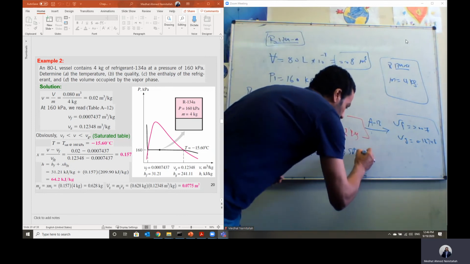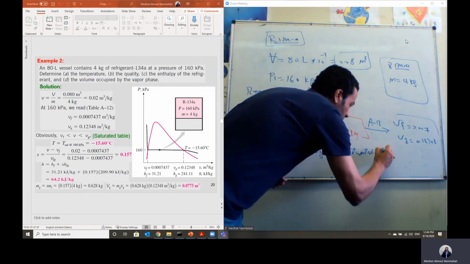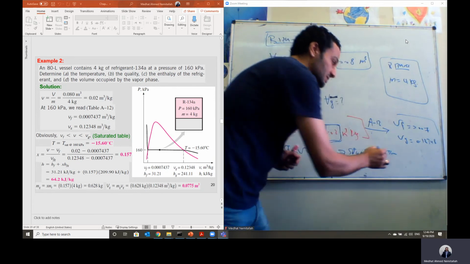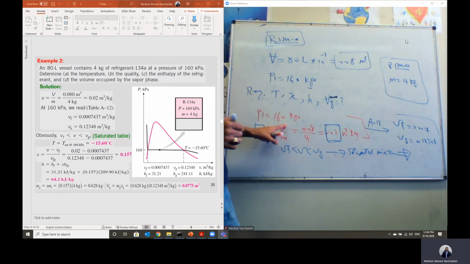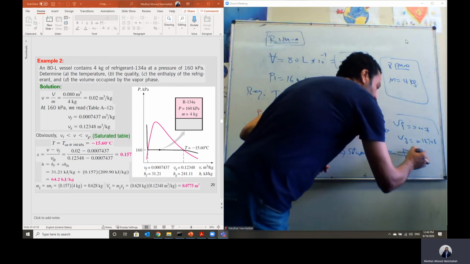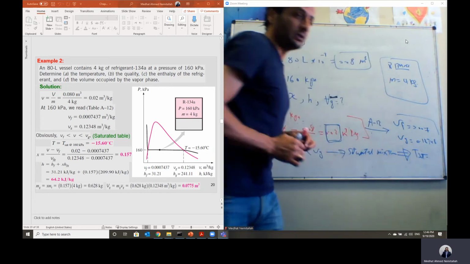So we have a saturated mixture in this case. And in this case, during the phase change process, this pressure we call the saturation pressure, and the temperature corresponding to this pressure we call the saturation temperature.